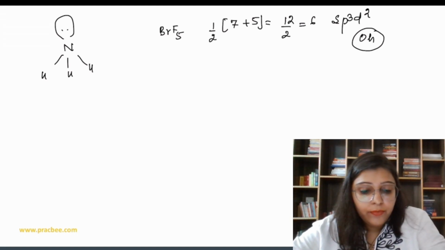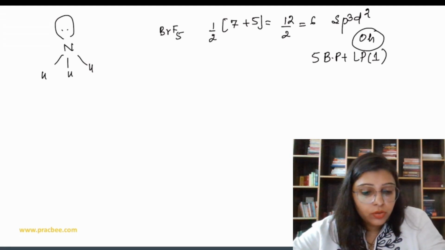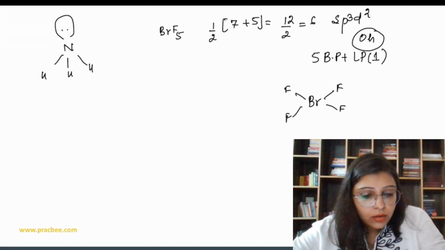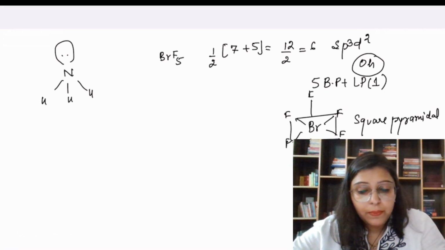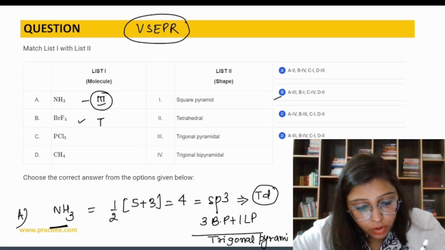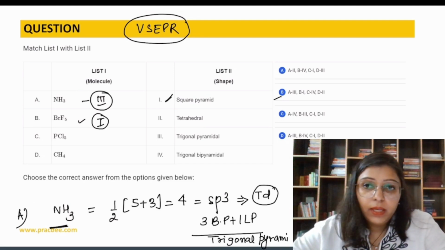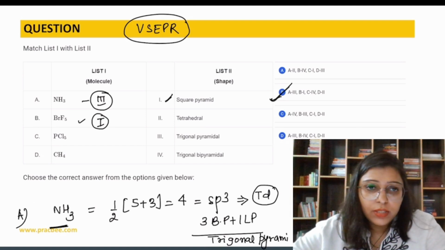But in BrF5, we have 5 bond pairs plus 1 lone pair. So one lone pair is present, due to which the shape is different. The shape is going to be square pyramidal. Okay, square pyramidal. So it means B option can be matched with option number 1. BrF5 can be matched with option number 1. So on the basis of that, B option is the correct answer.